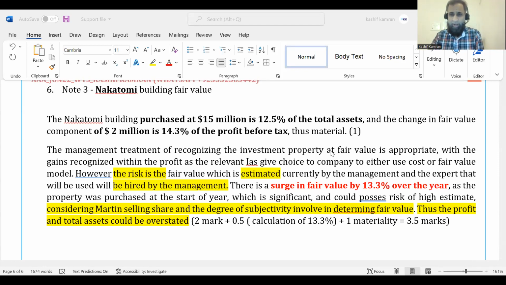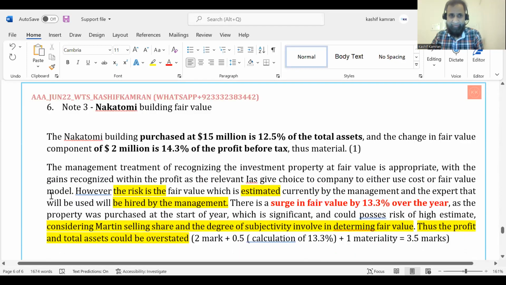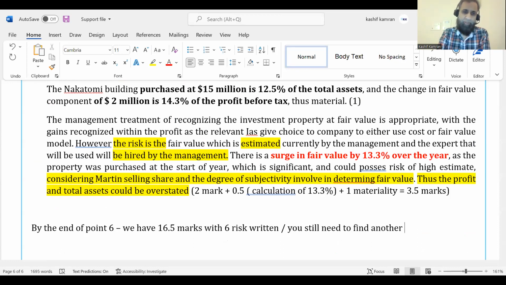Right, is that clear to all of you? How many marks have we got so far? 16.5 marks, right? By the end of point 6, we have 16.5 marks with 6 risks written. So how many are left? You still need to find another 7.5 marks to complete your answer.